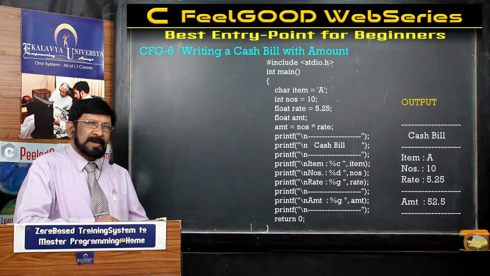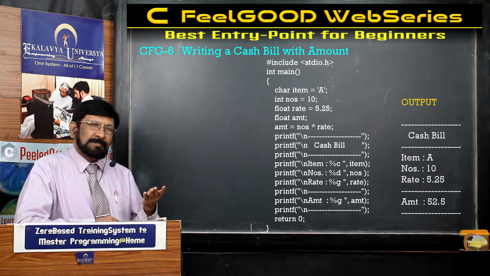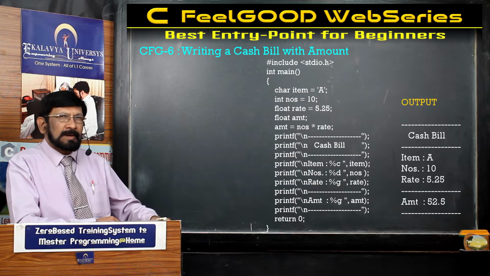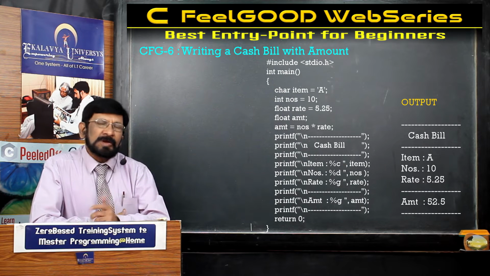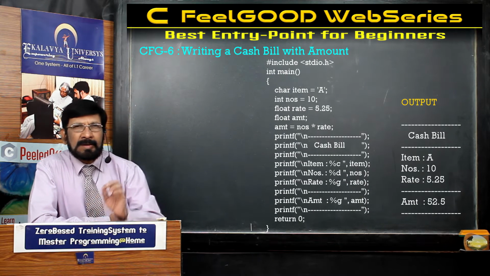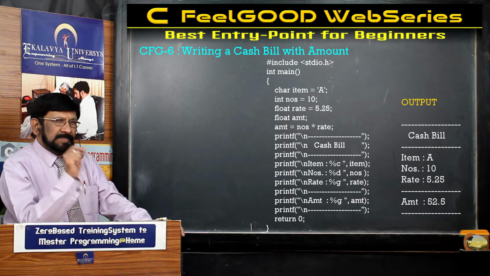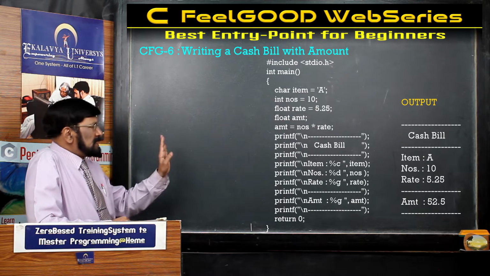Actually, if you find any cash bill, four main items should be there. One is item name, second one numbers, third one rate, fourth one amount. How is the amount derived? Using a formula. What is the formula? Numbers into rate. That is the formula. With reference to this explanation, now see the code.